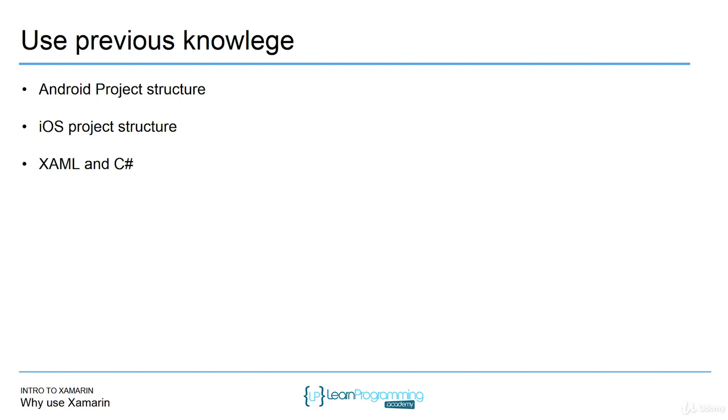And the same applies to iOS. If you have previous experience developing iOS projects, you will see that the project structure, the way you define the user interface, and the way you code events, for example, is going to be fairly similar. And if you have experience developing Windows apps, whether it's for mobile or for desktop, XAML and C# are going to make you feel right at home when developing Xamarin Forms applications.